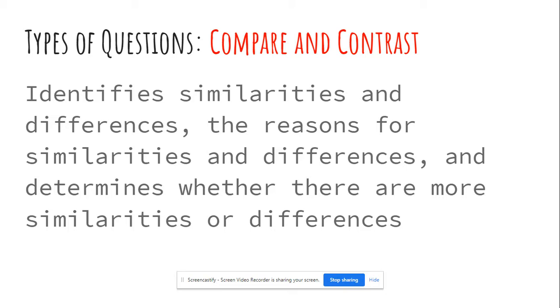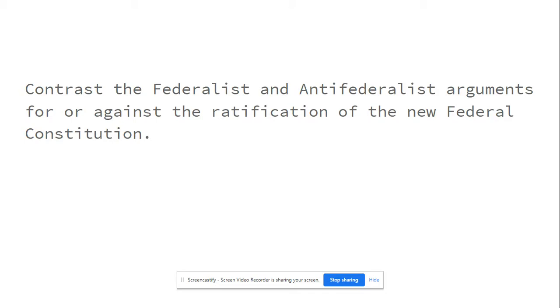We're doing a good job showcasing our historical knowledge, like, hey, this is where something was in history, but not going that extra step as far as our historical arguments. So it's not just simply talking about how something's similar or different, but you're being persuasive. You're arguing this was more different than that, and here's why, or this was more similar to that, and here's why. An example of one of these questions would be: contrast the Federalist and Anti-Federalist arguments for or against the ratification of the new federal constitution.